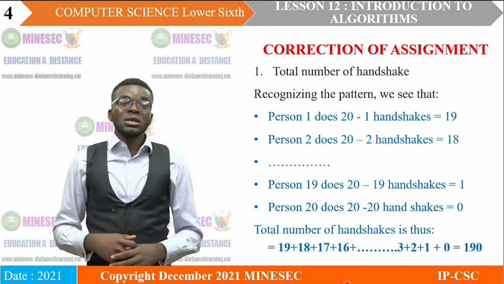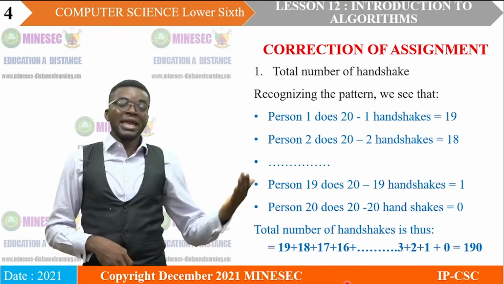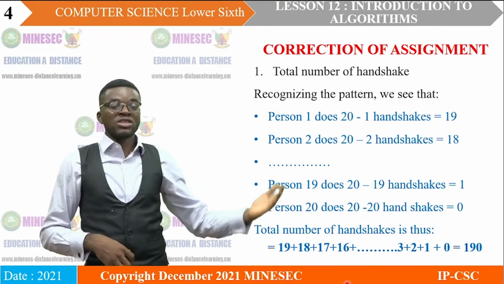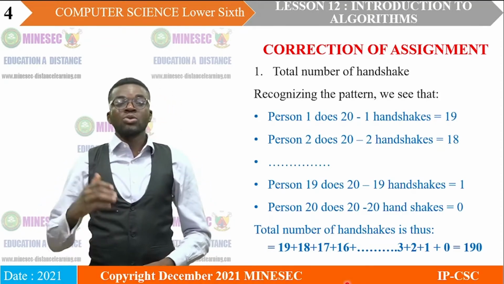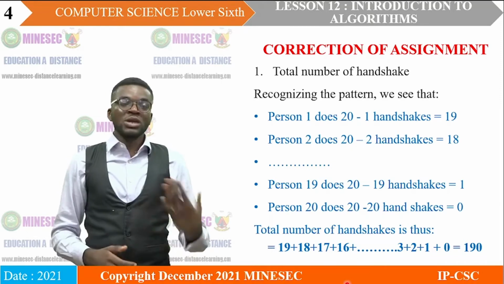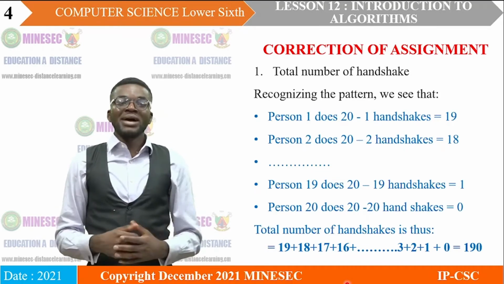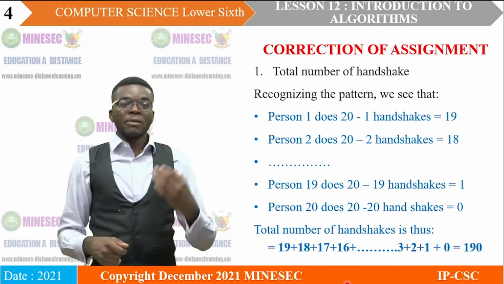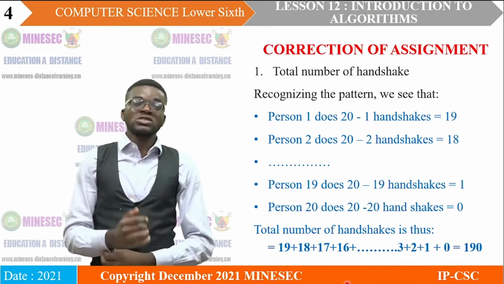The 19th person has already been greeted by 18 people. He won't greet the 18 people that already shook his hand. He is going to shake the hand of the last person. So the 19th person is going to shake just one hand, and the last person won't shake any hand, with 20 minus 20. So from this, we can generate a pattern. The total number of handshakes is therefore going to be 19 plus 18 plus 17 plus 16 plus 15 plus 14 up to 3 plus 2 plus 1 plus 0, which gives us 190.